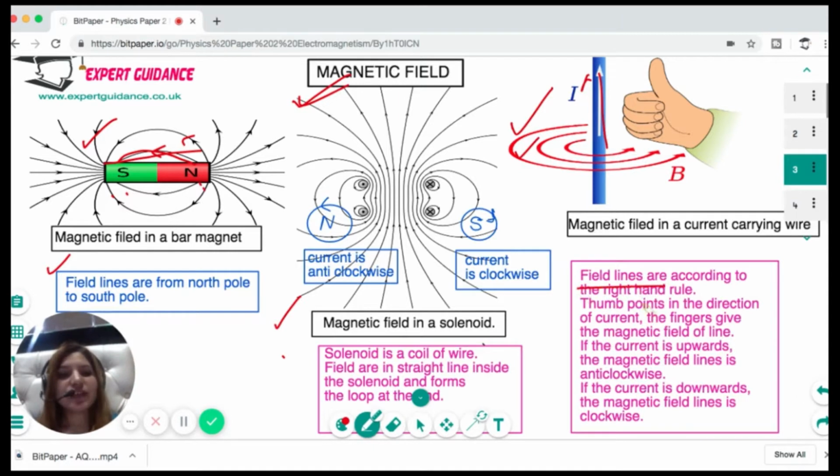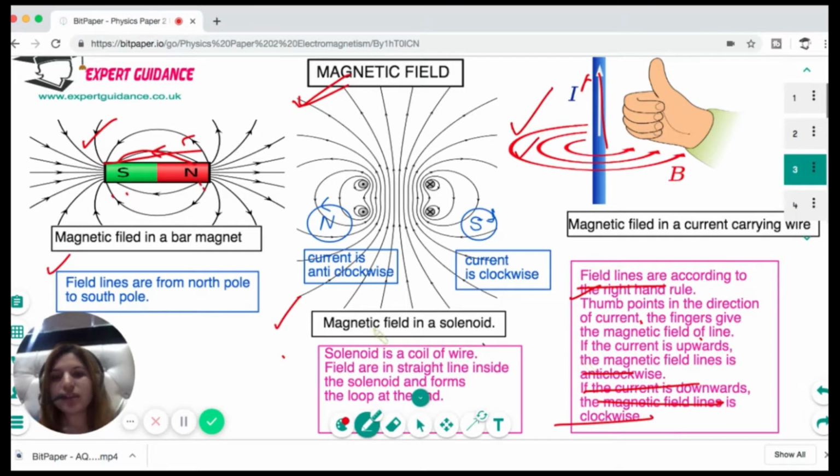So field lines are according to the right-hand thumb rule. The thumb points in the direction of the current and the fingers give the magnetic field lines. If the current is upwards, the magnetic field is anti-clockwise. If the current is downwards, the magnetic field line is clockwise.